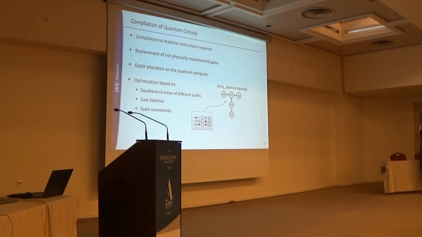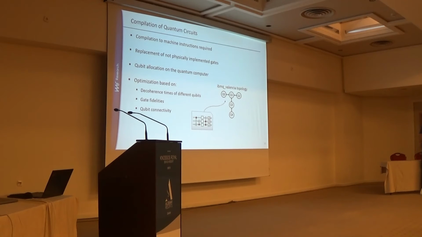So, additionally, after the hardware selection, we have to compile the quantum circuits into the machine instructions that can be understood by the target quantum computer. And thereby, this includes the replacement of gates that are not natively supported by the quantum computer by a subroutine of other gates that are implemented and that implement the same functionality. So these gates are then replaced during compilation.